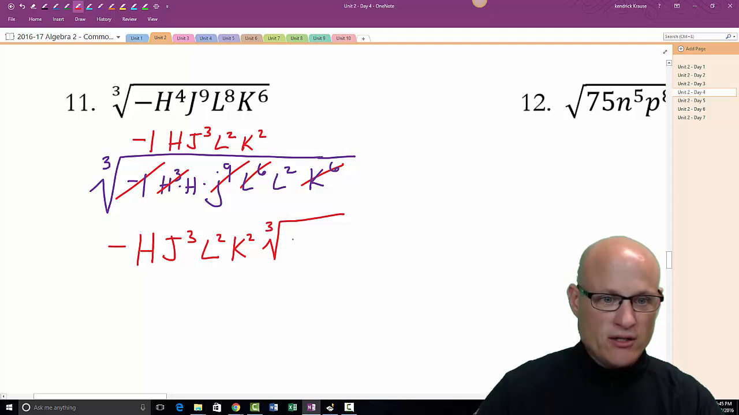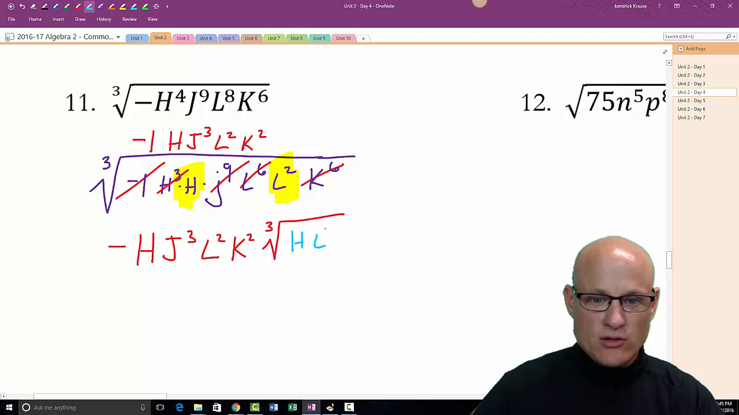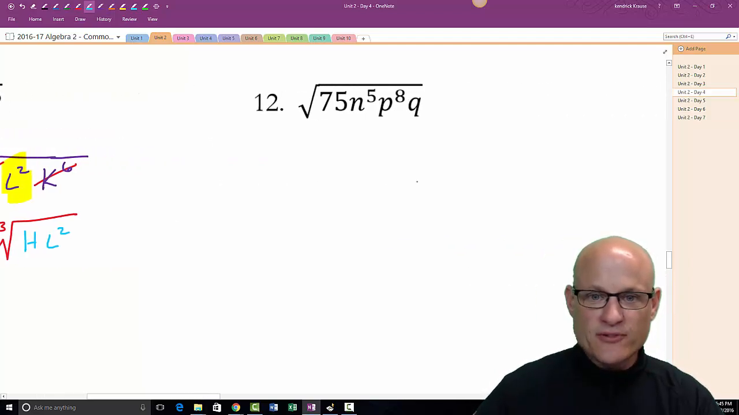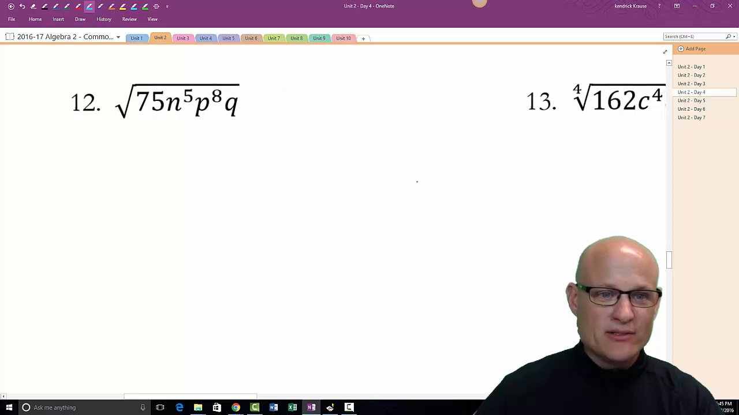cube roots of what's left over. I got to see. H is left over and L squared. H L squared. Two left of these. Square root. Oh, we're back to a square root. How easy is that? That's simple.